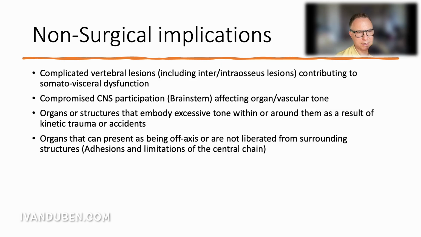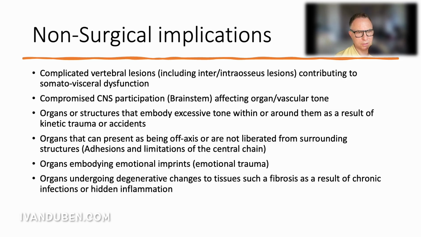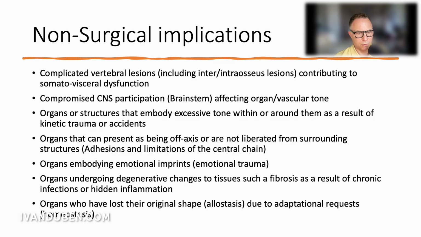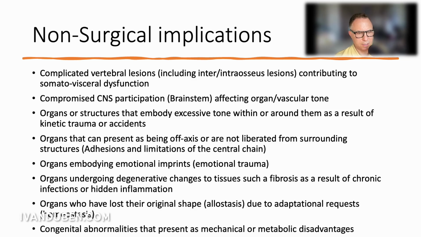accidents, organs that can present as being off axis or are not liberated from surrounding structures, including adhesions, and limitations of Philippe Druel's central chain, organs embodying emotional imprints, such as emotional trauma, organs undergoing degenerative changes to tissues such as fibrosis as a result of chronic infections or hidden inflammation, organs who have lost their original shape in the form of allostasis due to the adaptational requests of homeostasis, and of course congenital abnormalities that present as mechanical or metabolic disadvantages.